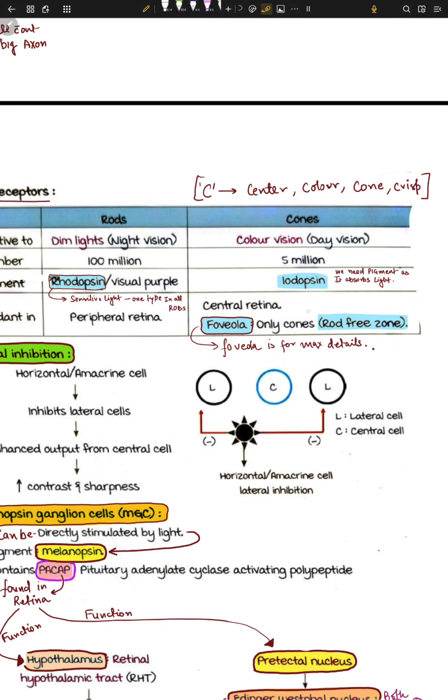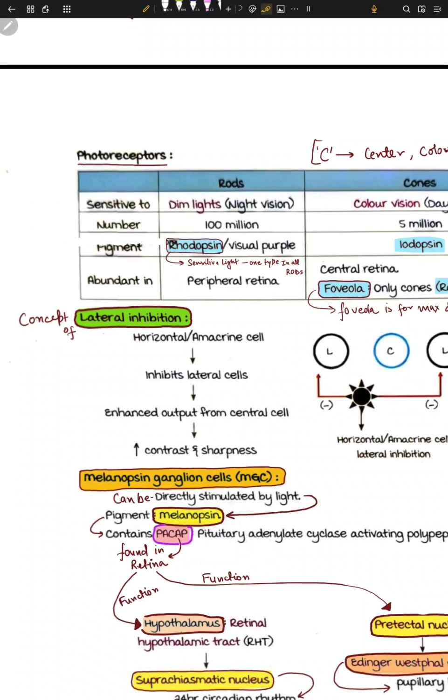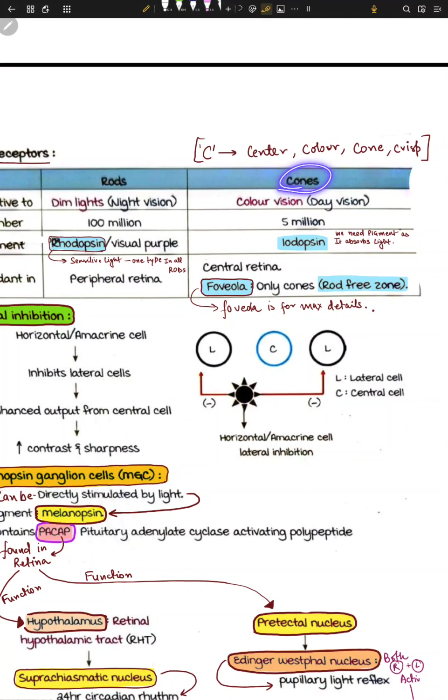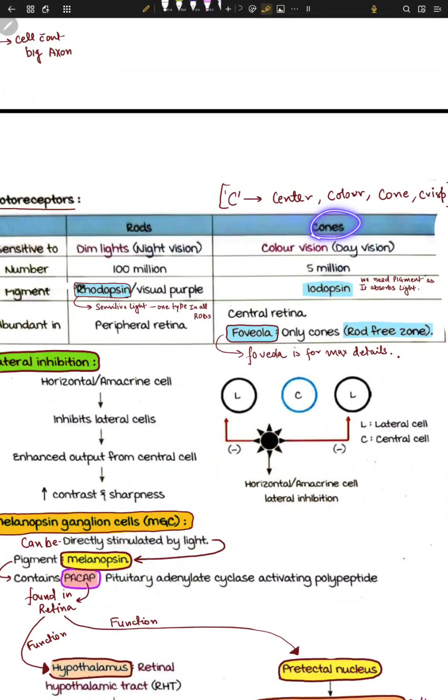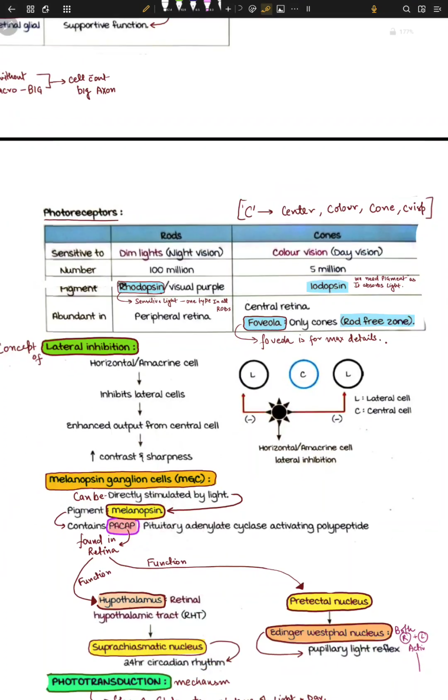Iodopsin helps us to visualize blue and green, okay? And this iodopsin is great for colors, by the way. So rods are for night vision and cones are for color vision, day vision. Cool. The cones are less in number and rods are more in number. Cool. Why is that? Why are rods more in number?